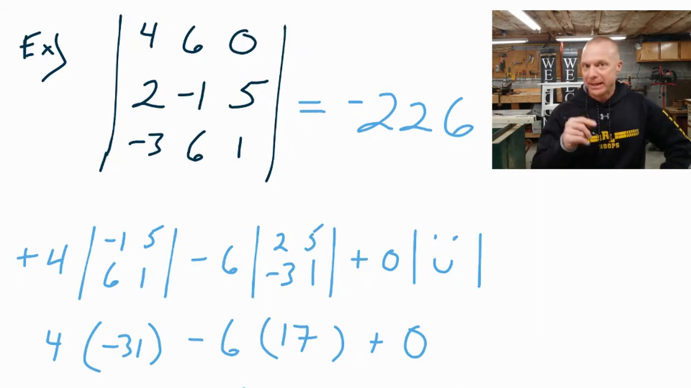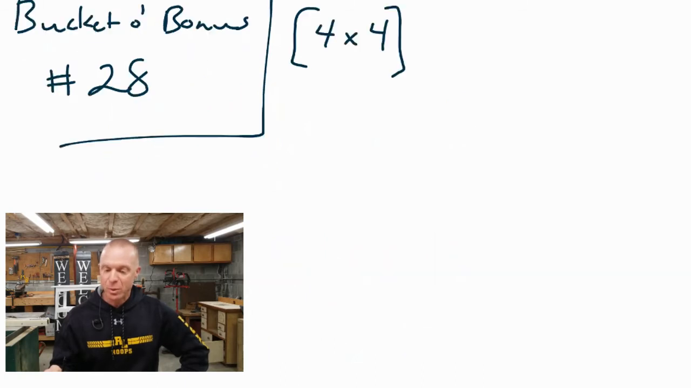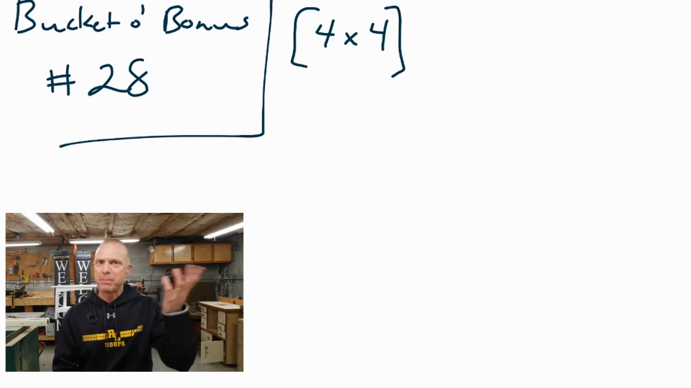Well, before we do any of that, I want to offer to you a bucket O bonus. Yes, there's a bucket of bonus that comes with today's homework. It's number 28, and it's going to be a 4 by 4 determinant. Now, maybe you're just wondering, what's a bucket of bonus?